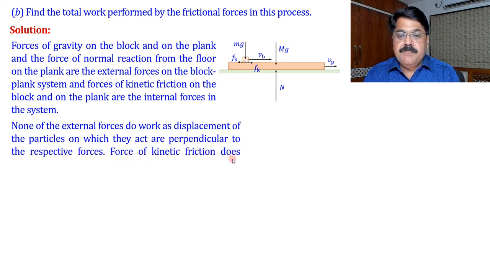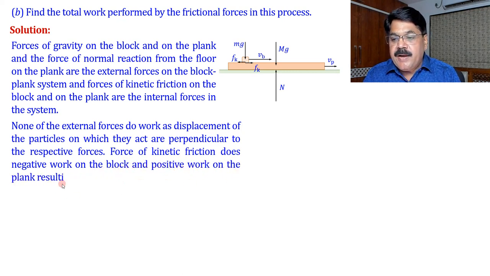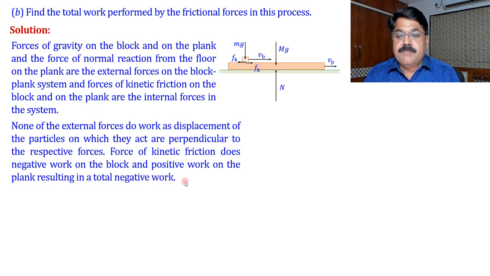The force of kinetic friction does negative work on the block and positive work on the plank, resulting in a total negative work. How? Actually, the force of kinetic friction will act opposite to the displacement of the block, so it will do negative work. Again, the force of kinetic friction on the plank is in the direction of displacement, so it will do positive work. But how can we say the total work done will be negative? Because of friction, the total work done will always be negative. I'm talking about kinetic friction, which will always result in loss of mechanical energy.